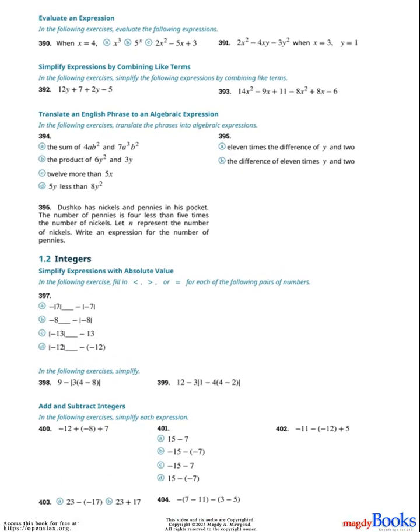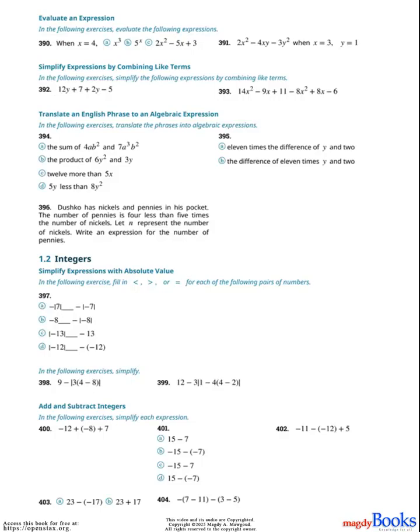1.1.2. Evaluate an expression. In the following exercises, evaluate the following expressions. 390. When x equals 4. A. x cubed. B. 5 to the power of x. C. 2x squared minus 5x plus 3. 391. 2x squared minus 4xy minus 3y squared when x equals 3, y equals 1.